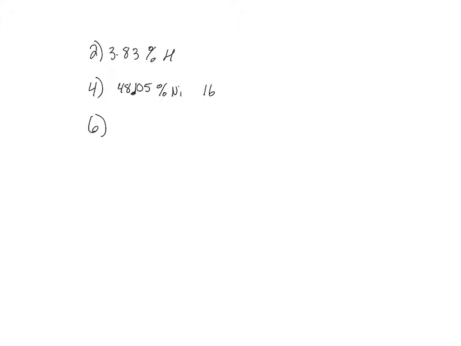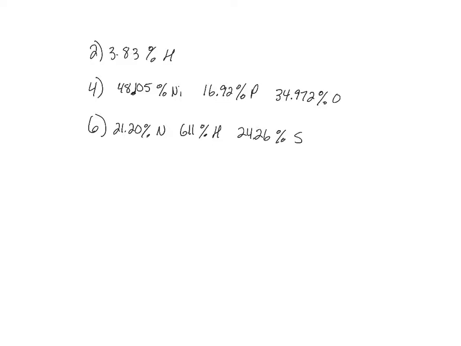The next answer is 16.92% phosphorus and 34.972% oxygen. And for number 6, the correct answers are 21.20% nitrogen, 6.11% hydrogen, 24.26% sulfur, and 48.42% oxygen.